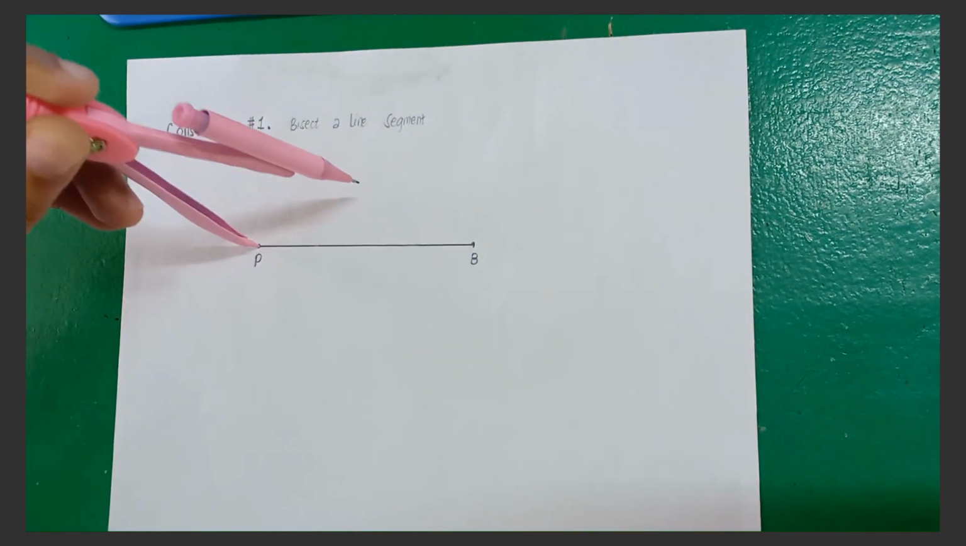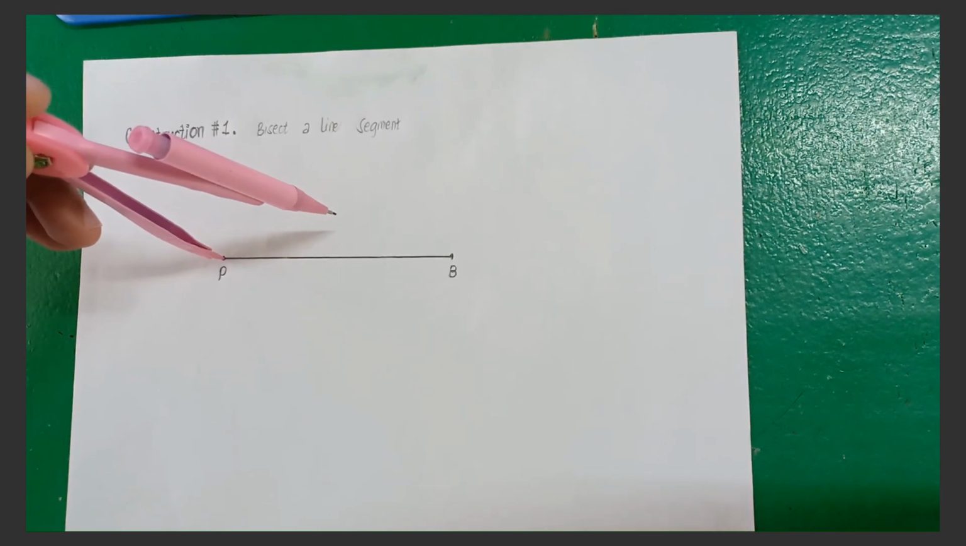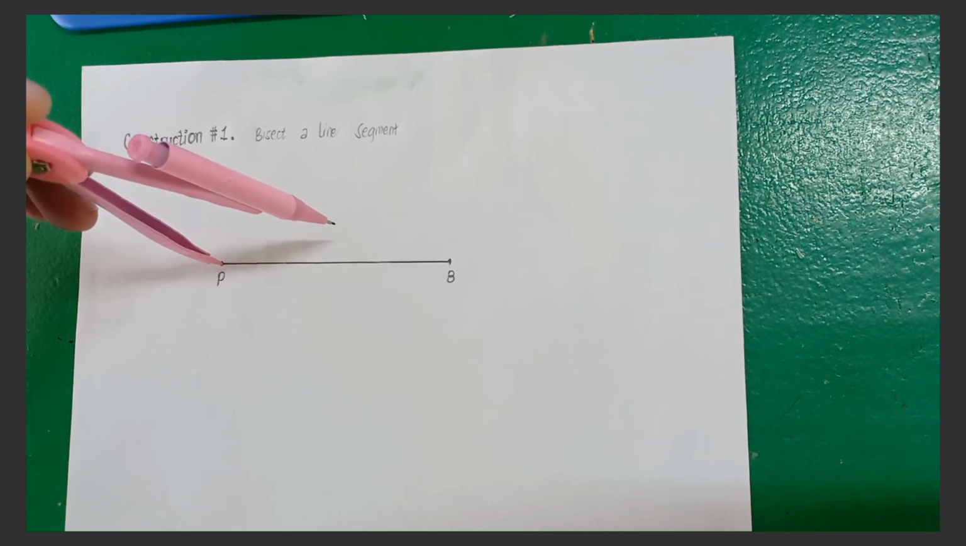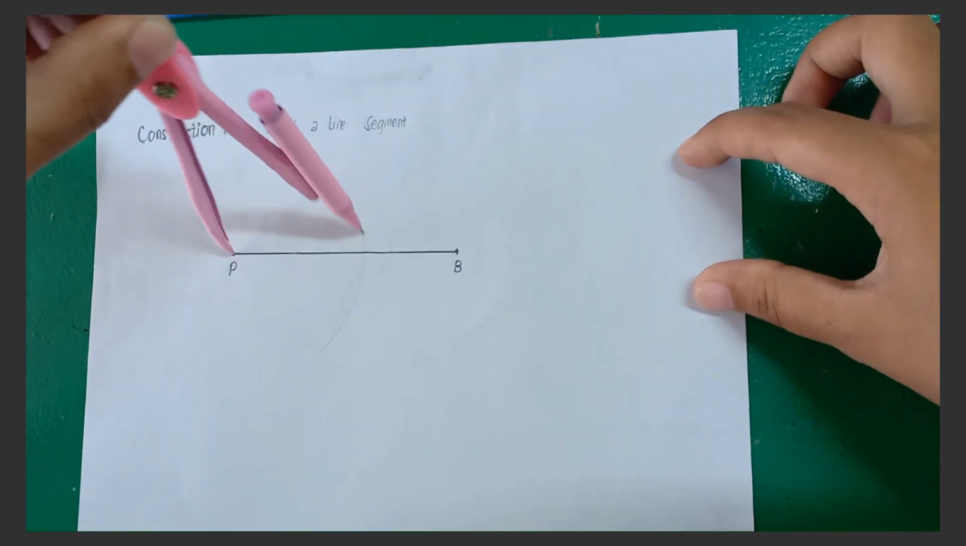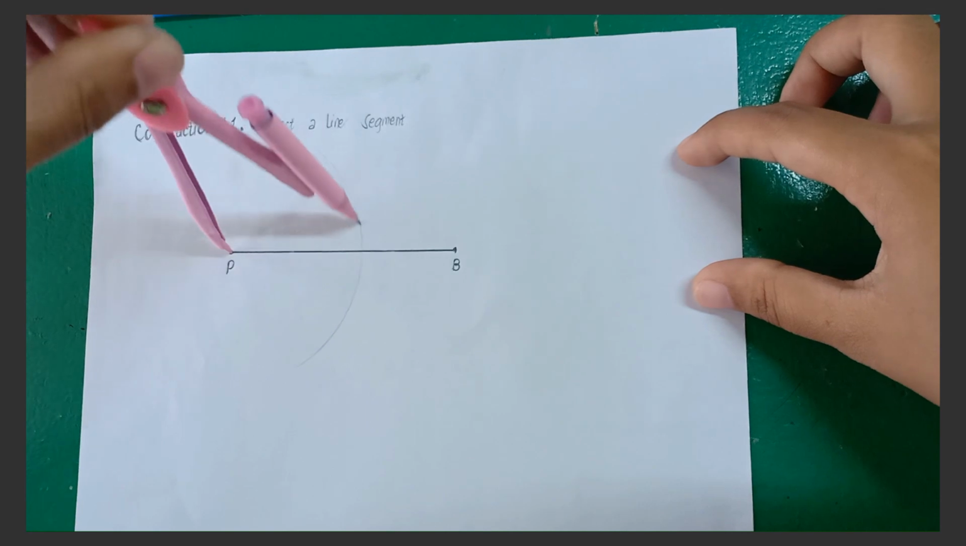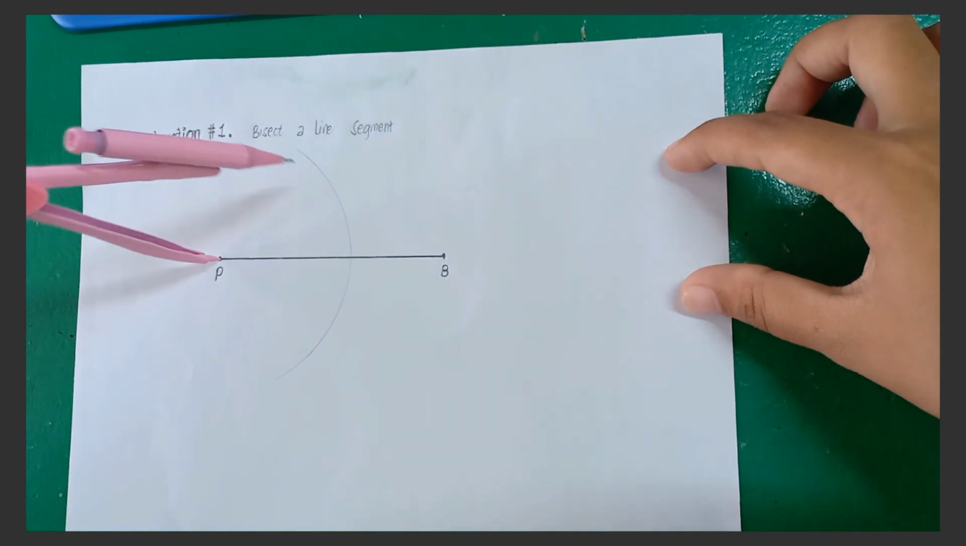Next, step 3. Without changing the compass opening, swing a large arc that will go above and below PB or line segment PB. So, let's swing an arc like this. Make sure nga dako ang imong arc.